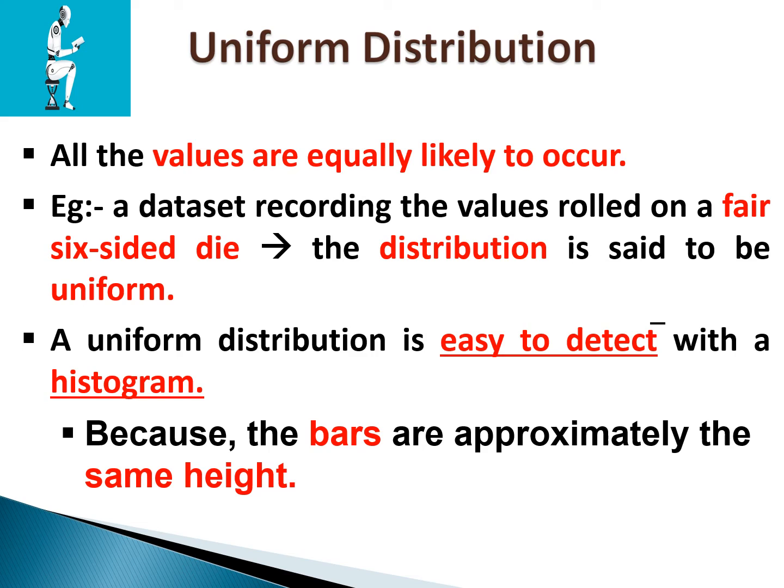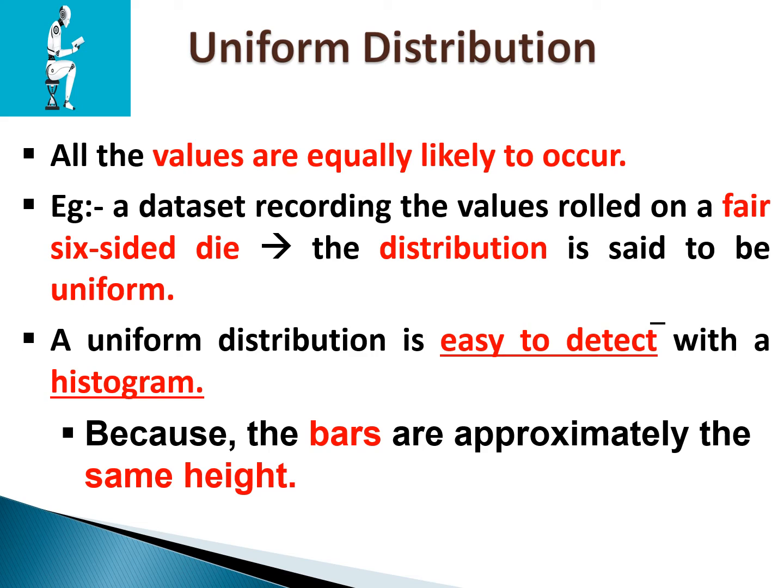Suppose you are throwing a coin, the possibility of getting a head as well as a tail is the same. Then throwing this coin can be categorized as a uniform distribution. And in the case of throwing a die, we get 6 different outcomes, but the possibility of getting 5 is the same as that of getting 6. So all the possible outcomes have the same probability. Such a distribution can be termed a uniform distribution. For a dataset recording the values rolled on a fair 6-sided die, the distribution is said to be uniform.